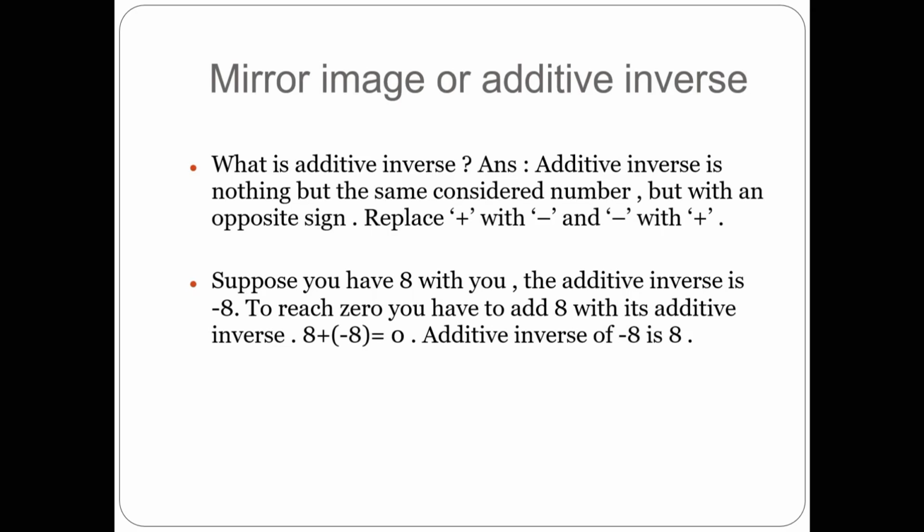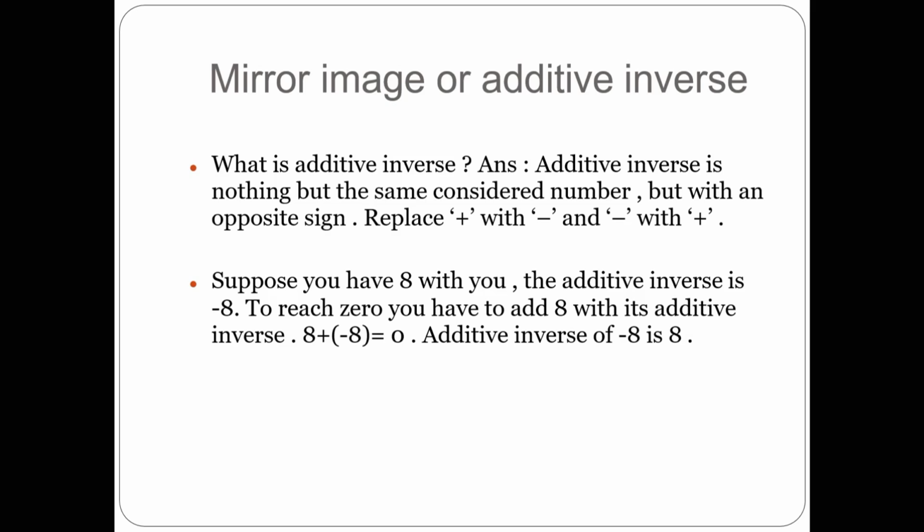Mirror image, or additive inverse. What is the additive inverse? The additive inverse is nothing but the same number with the opposite sign. Replace positive with negative and negative with positive. Remember, you only change the sign. If the number is positive, you write the negative with the same number, and if a number is negative, its additive inverse will be positive with the same magnitude.